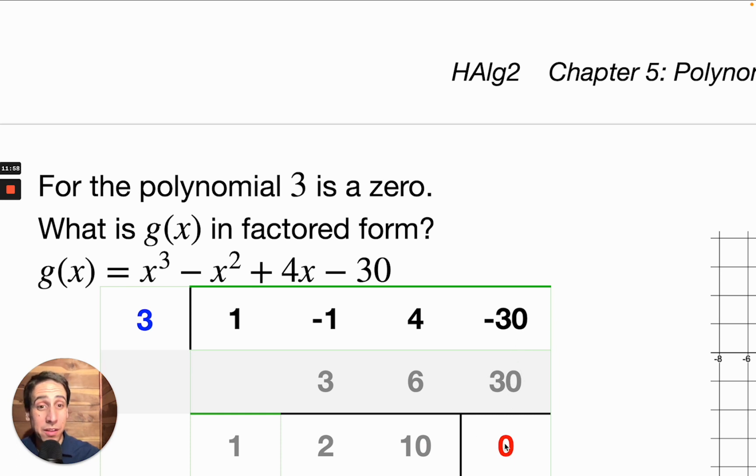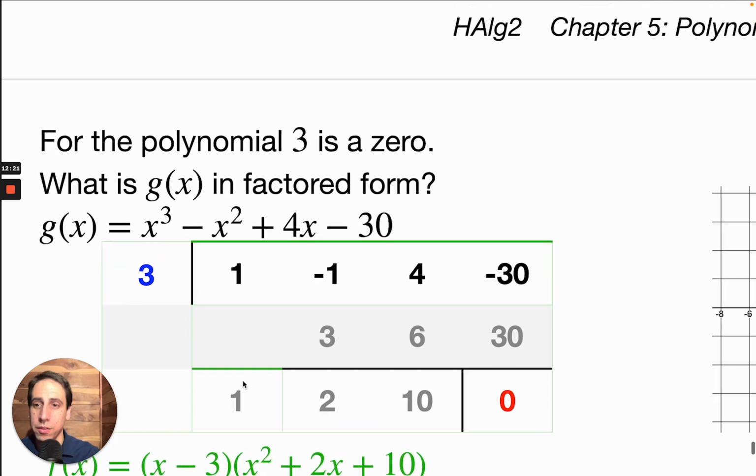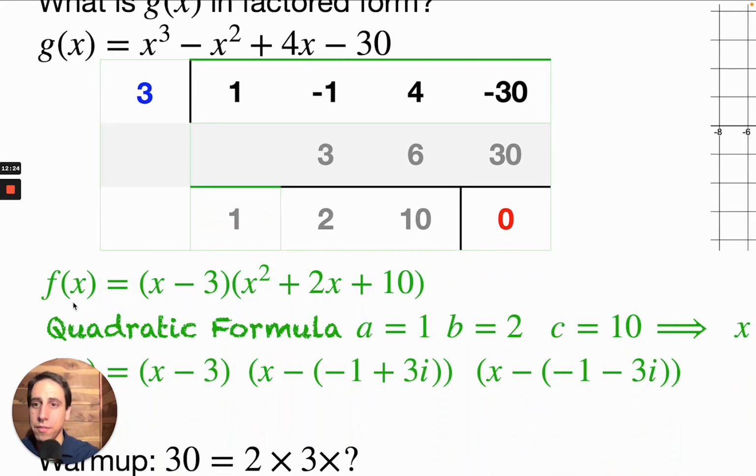And you know what? Did we expect this 0 to get here? Yeah, we did, because 3 is a 0. It's an input that will produce an output of 0. If we don't get a 0 here, then you have to double check your work because something's wrong. But what we're left with is 1, 2, and 10, and this is what we're after here. If we wanted to, you could rewrite this polynomial as f of x is equal to x minus 3, that's the one we know, and then the rest of it is 1x squared plus 2x plus 10. And then you've got lots of different tools at your disposal to continue to factor this.